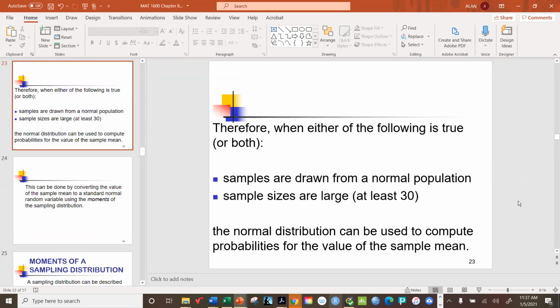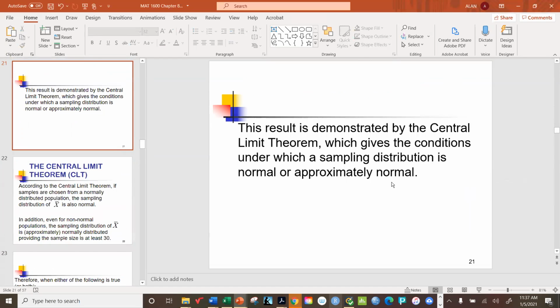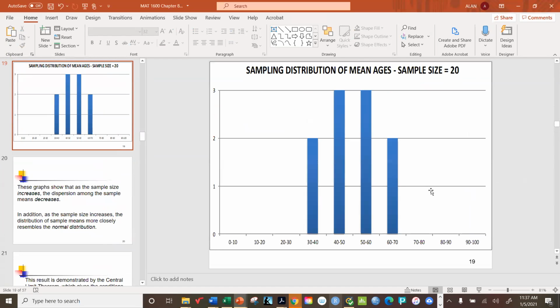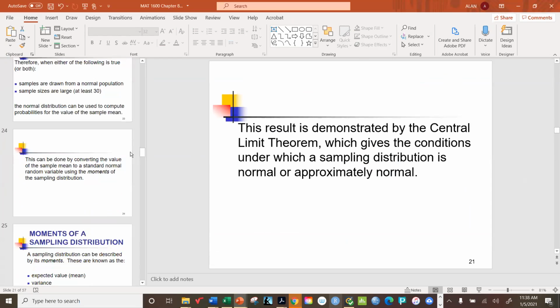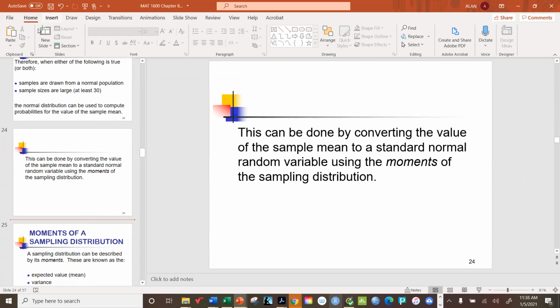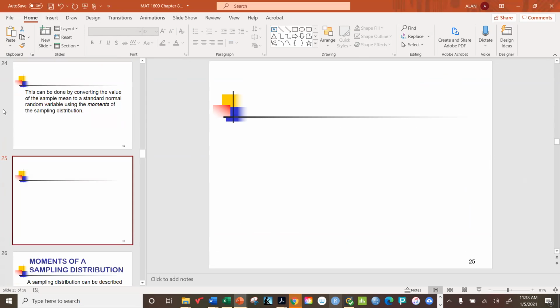Okay, so again, remember we're creating a special type of probability distribution with our sample means known as a sampling distribution. Now, because this is a probability distribution, it has moments. Remember, all the distributions we've looked at had moments.